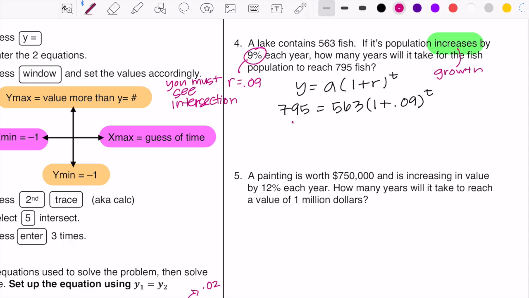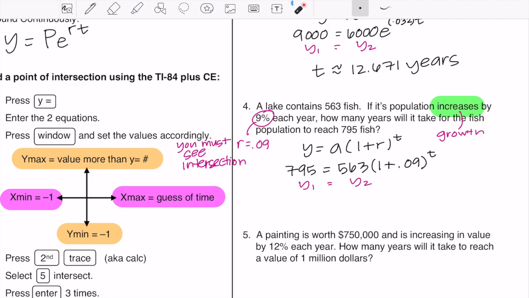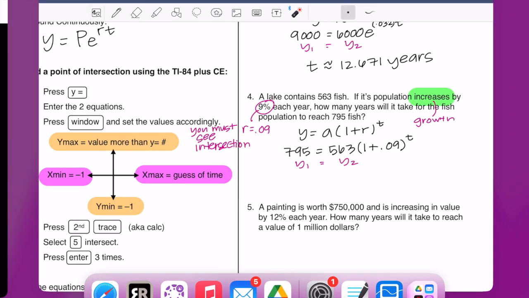So we're going to plug this into y1 and this into y2. So I just want to point out real quick that this right here, that y1, is 795. In the last problem, we were at 9,000. So this is significantly smaller. So I already know I'm going to have to change my viewing window. Okay, so let's go into the graphing calculator program.